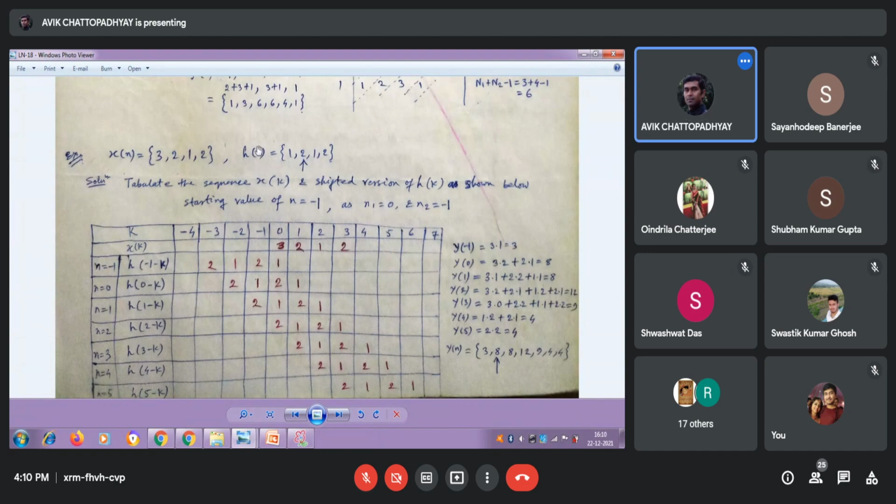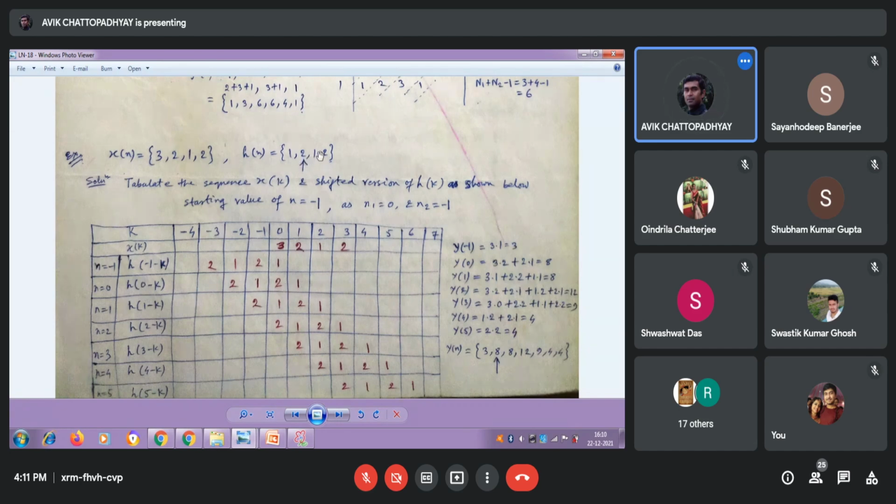Actually we have another signal h of n. That signal we are going to write like this. It is basically tabulating the convolution in its exact form. You understand from here. Suppose for n equals 0, what is that? h of 0 minus k, so that means minus k. So basically you have flipped it.